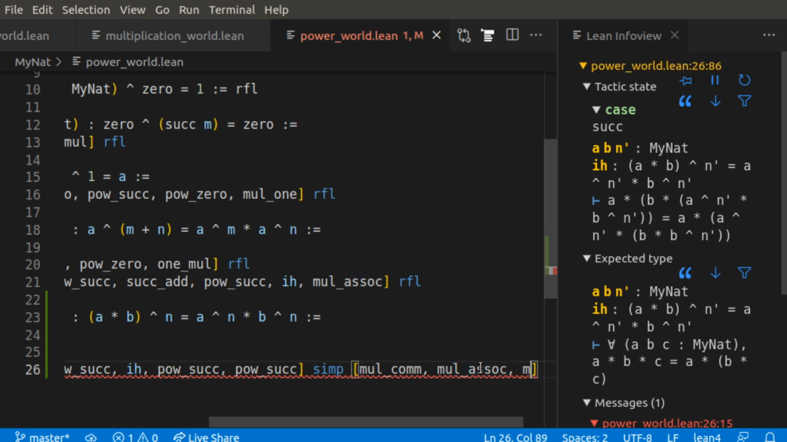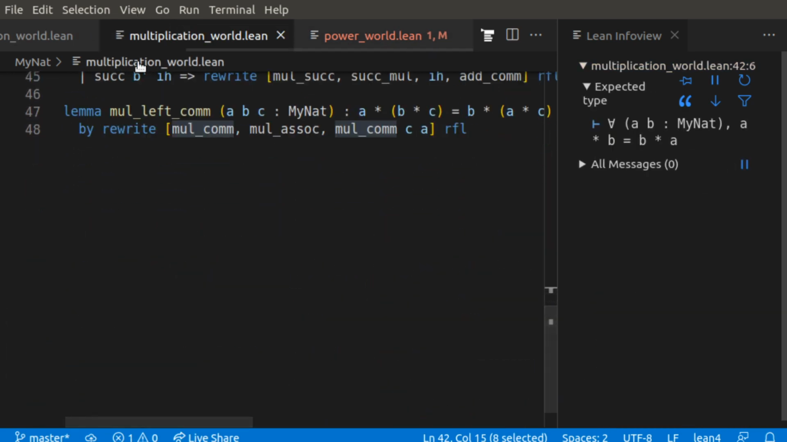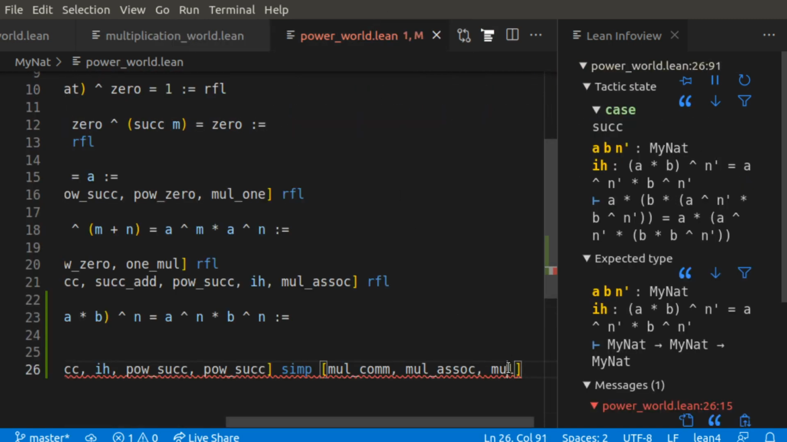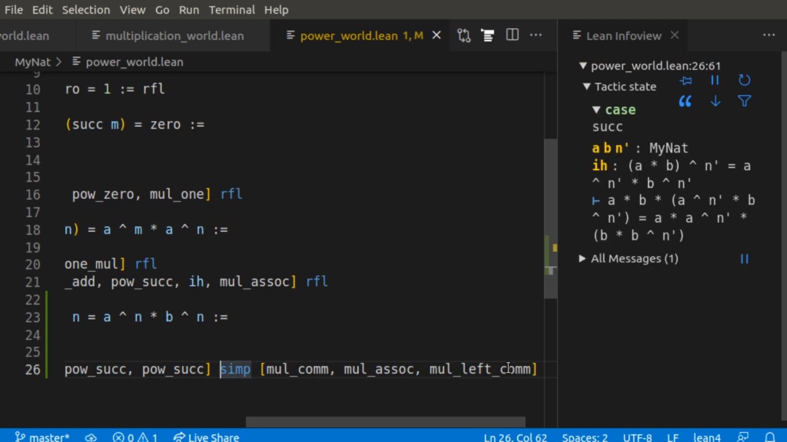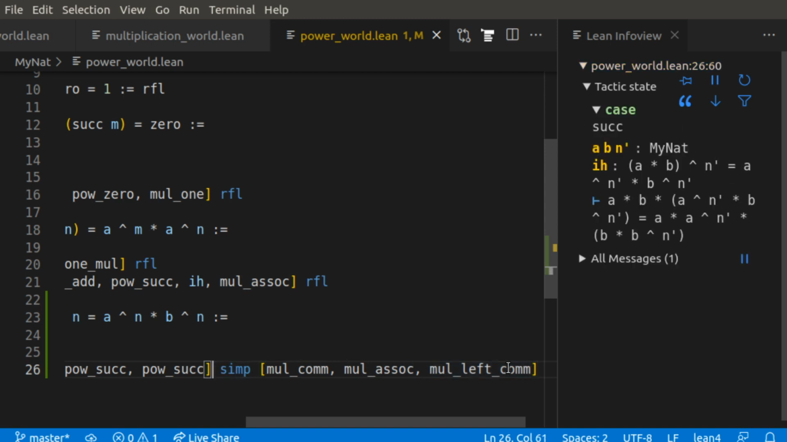And also we want to use mul_left_comm. I don't know. Oh, that worked. Okay, so Lean figured out itself what order of mul_comm, mul_assoc, and mul_left_comm needed to be done, and repeated them to get us to a place where it solves it. Oh, that's awesome.